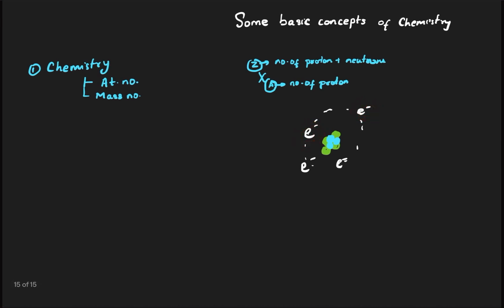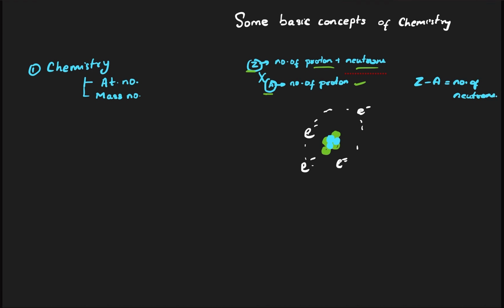Generally we don't represent the number of electrons. You don't see electron number written anywhere, because the number of protons equals the number of electrons unless it is a charged atom. That is why we don't mention that. Now how will you find how many neutrons are present, because this number is telling both protons and neutrons? If you do Z minus A, then you will get the number of neutrons. That is a very simple concept.